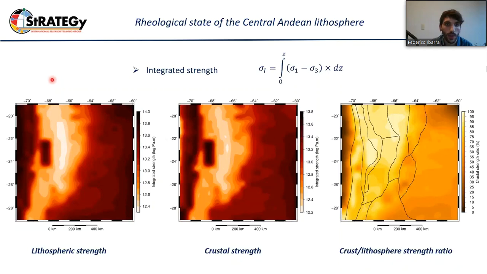Calculated strengths were integrated over depth to produce maps of lithospheric and crustal strength, and the main pattern that you can observe in these maps is that the central domain, the orogen, exhibits a weak lithosphere and crust compared to the surrounding forearc and foreland region. And also, if you look at the ratio between crustal and lithospheric strength, you can observe that most of the strength for the orogen resides in the crust, and the contribution of the mantle increases towards the forearc and the foreland.